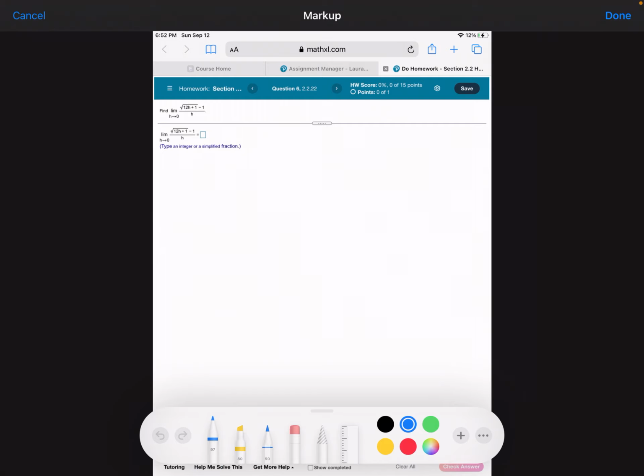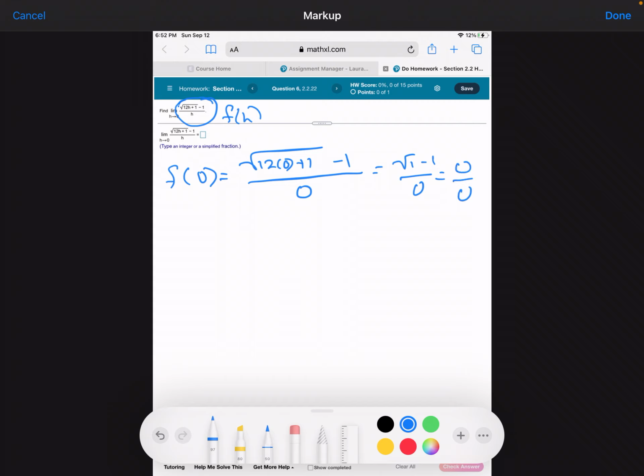Remember, the first thing you do when you're doing a limit is try to plug it in and see what happens. So I plugged in a 0 for h. That would give me the square root of 1 minus 1 over 0, which would be 0 over 0. Now, this is actually kind of a good thing. If you get 0 over 0, that means you can play with it.